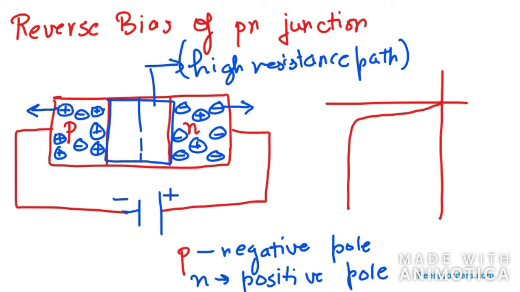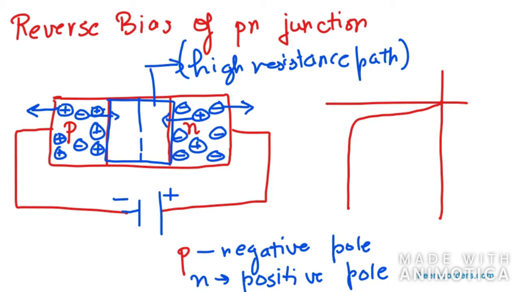Like in the minority charges, we have negative, so they will try to come here. The positive will try to come here, forming electron hole pairs and forming a very little current here. So remember, for the forward bias, we have current due to the majority charge carriers. In the reverse bias, we have current due to the minority charge carriers because they only form the current here in the middle.